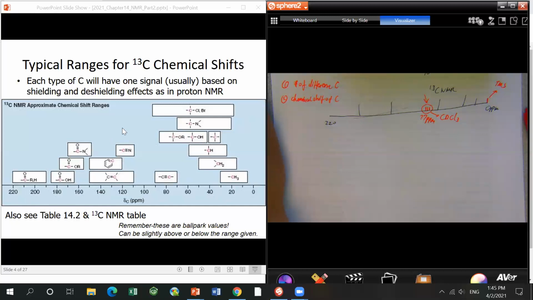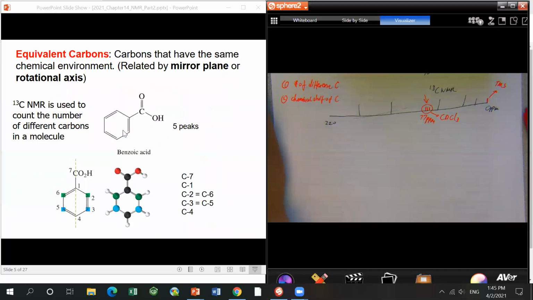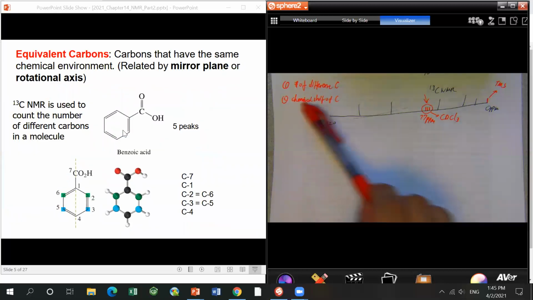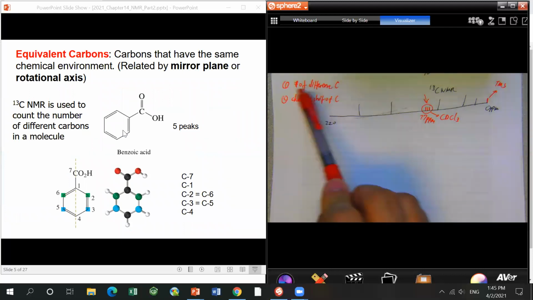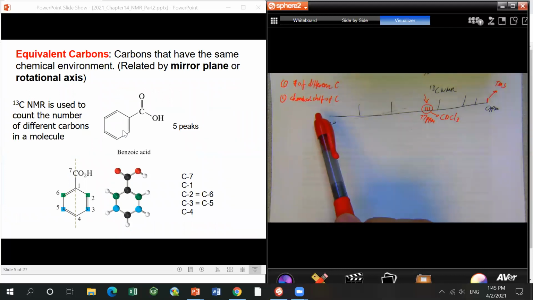All right, and then the second piece of information, since we talked about chemical shifts, is the number of different carbons. That's very similar to protons. We know about equivalent protons, and here equivalent carbons. If two carbons are related by a mirror plane or a rotation axis, then these two carbons will have the same chemical shift. The example is shown here.